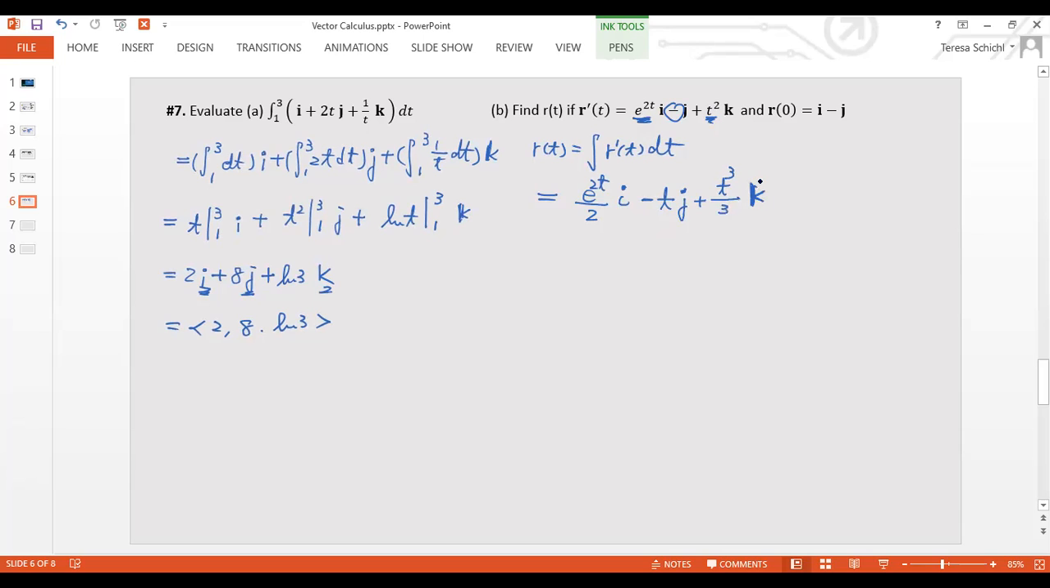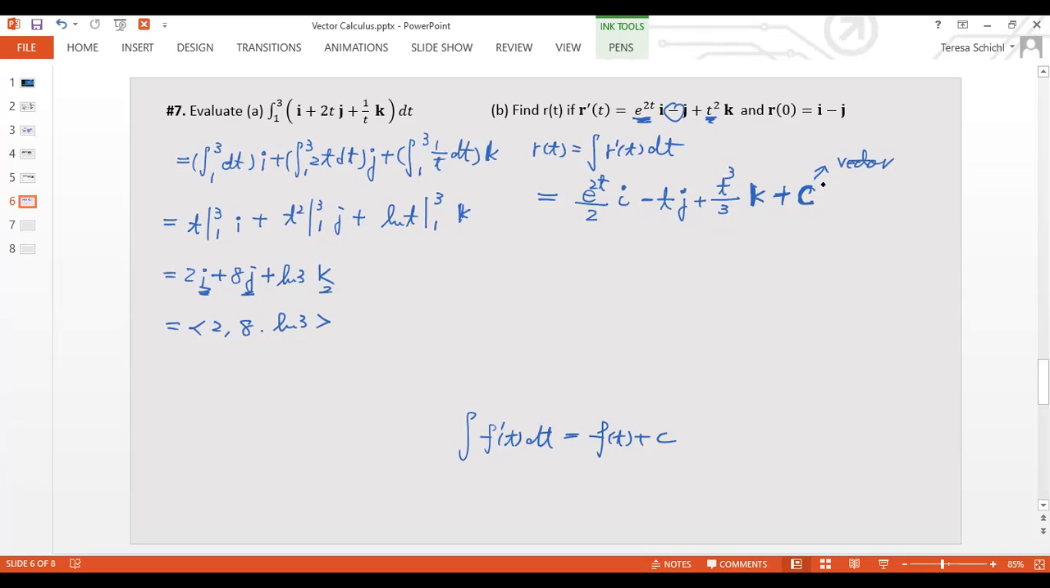Okay, so if you remember in Calculus 2, we said if you do the integral of f prime t dt, this is an indefinite integration, so this will be f of t plus a constant C. So that means I also need to add a constant C. Remember, this C is also a vector, because my result is a vector.